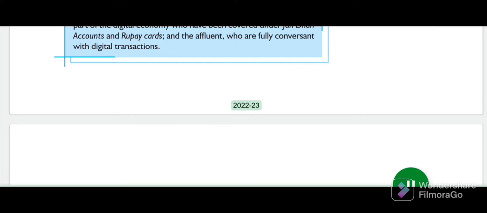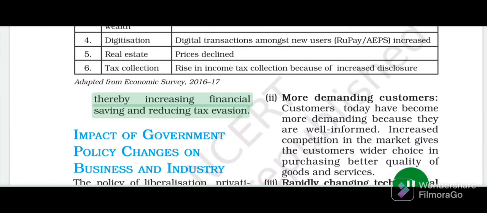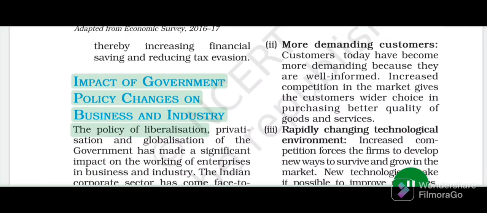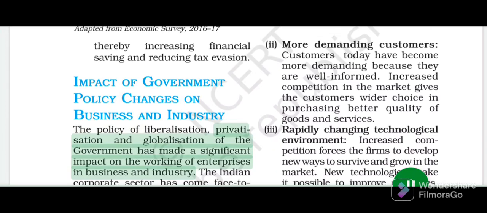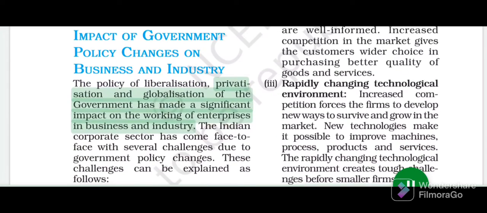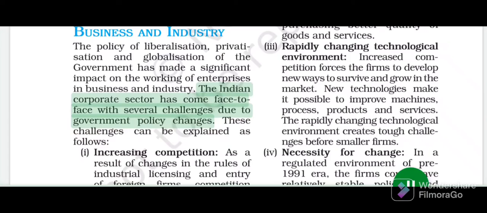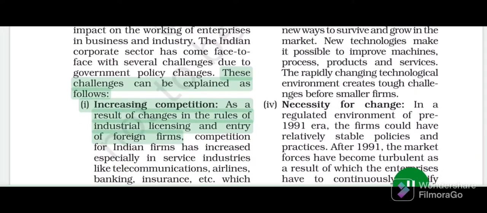2022-23 Business Environment 87. Thereby increasing financial saving and reducing tax evasion. Impact of government policy changes on business and industry. The policy of liberalization, privatization and globalization of the government has made a significant impact on the working of enterprises in business and industry. The Indian corporate sector has come face to face with several challenges due to government policy changes. These challenges can be explained as follows: increasing competition.